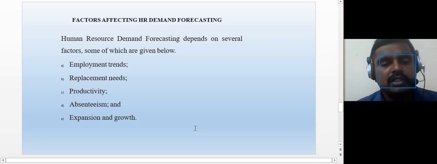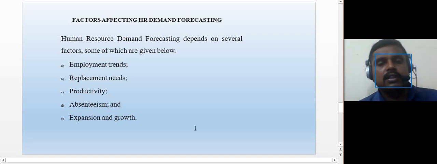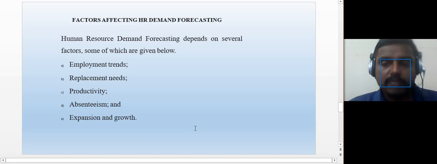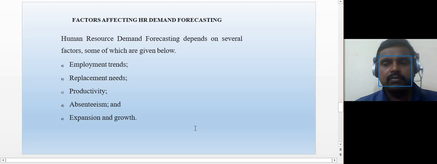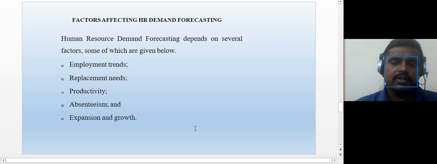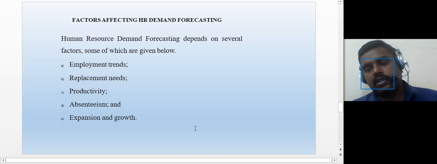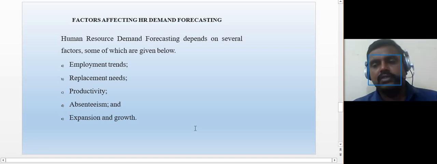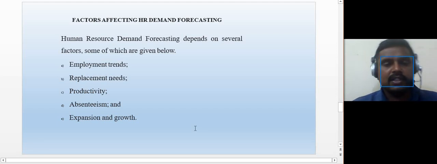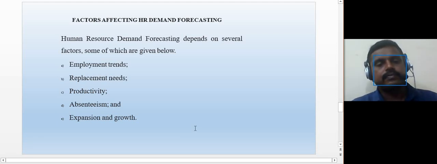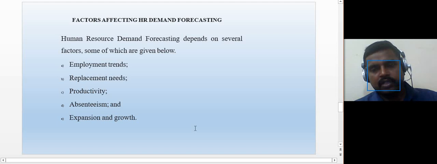The employment trends. You see that the trends in employment: some jobs are purely technical, some jobs are non-technical. Some jobs require an additional skill set, and some jobs do not require such a skill set. So we must see the employment trends and the replacement needs of the particular employee, and see the productivity of the organization.